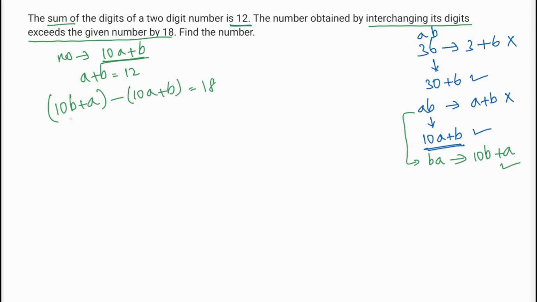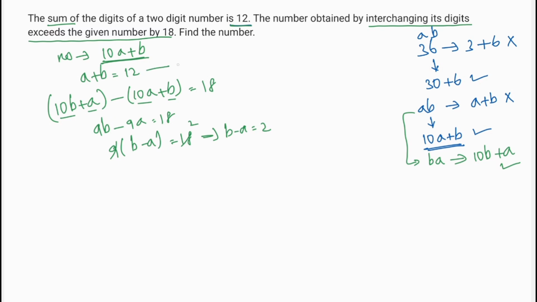Okay, now we will solve this. 10B minus B is what? 9B, and plus A minus 10B is what? Minus 9A is equal to 18. Now take 9 common. 9 into B minus A is 18. You get B minus A is 2. Okay, 9 into 2 is 18.